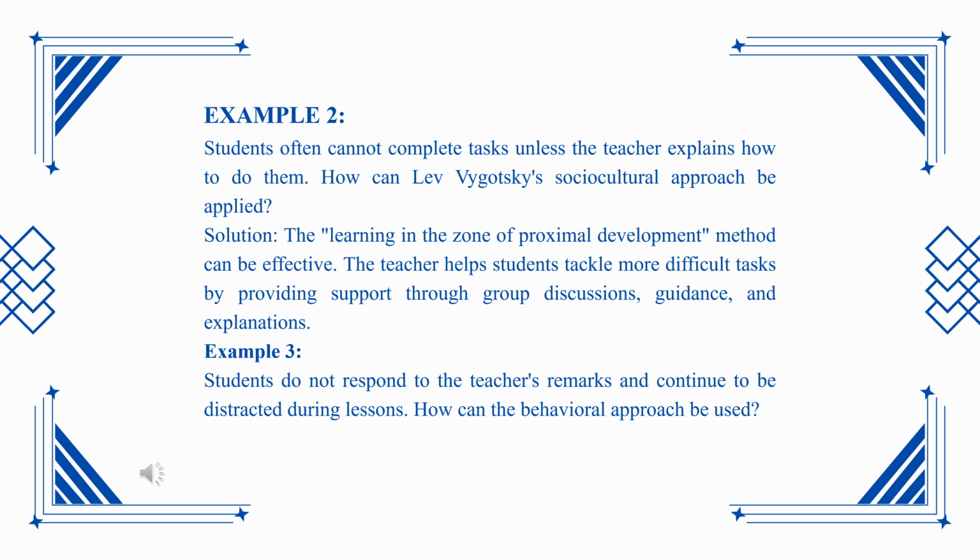The second example concerns students who need constant explanation. Here, Vygotsky's approach is relevant since support within the zone of proximal development helps learners move toward independence. The third example concerns distraction in class, where the behavioral approach may be applied through clear expectations and consistent reinforcement.